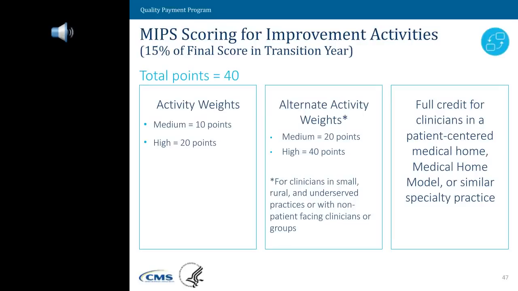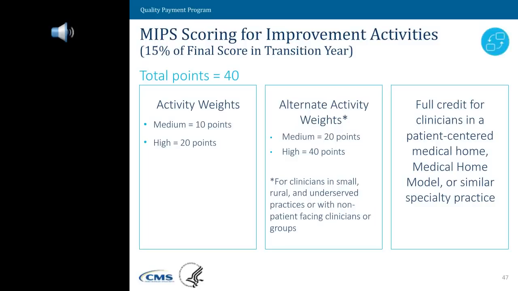So for improvement activities, again, the idea here is you choose from the inventory of activities that Molly mentioned before, and it's really like how many, with the goal of getting towards 40 points. I think particularly for this group, what's important to know is that if you're in a small or rural practice or a practice serving the underserved, then the number of activities you need to report is less. So we basically have said that each activity reported is worth double the amount. So you only have to report a maximum of 2 medium activities or 1 high-weighted activity in order to get the maximum number of points for the improvement activities.